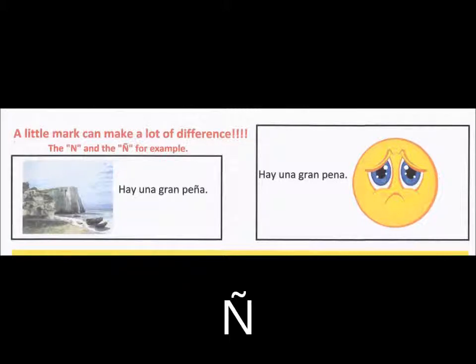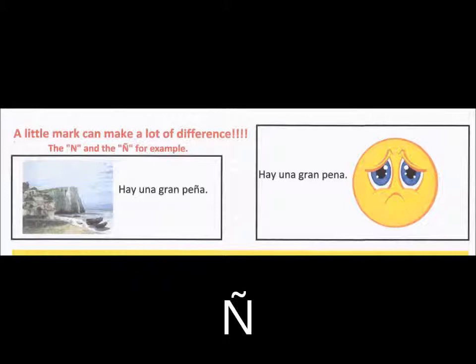The stick over the N is not an accent. Ñ is a totally separate letter. In English, we have the sound of the ñ. We say onion, we say canyon, we say cognac, but we do not have a letter to represent it. Probably the first time you met that letter was when you saw the word español. Remember, the letter is called ñ, and it really does make a difference.